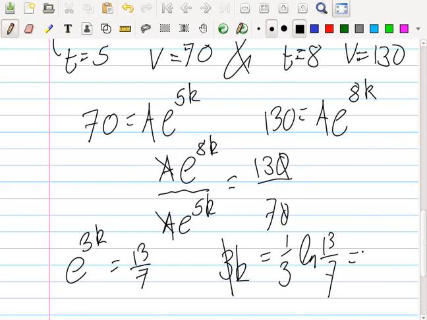That's 0.206. But I still have to find the A now. How can I find the A? Sub in to this.